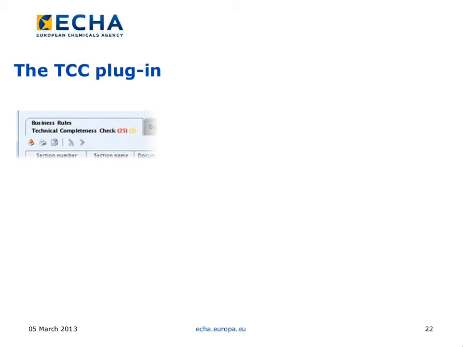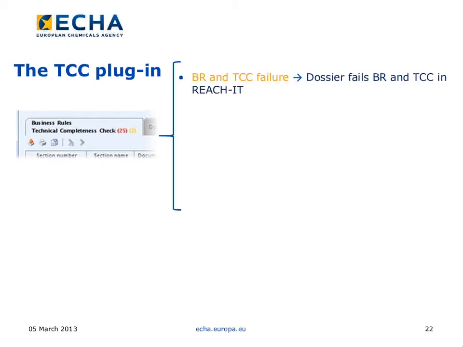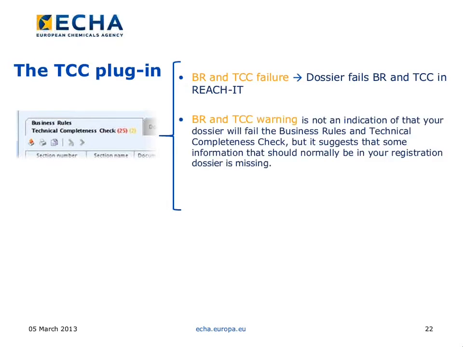Here we can see the different types of results that the TCC plugin can show. The business rule and TCC failures are going to result in the failure of your dossier in ReachIT.